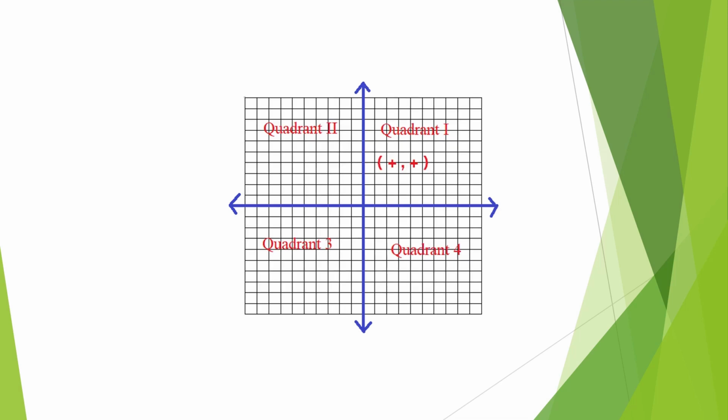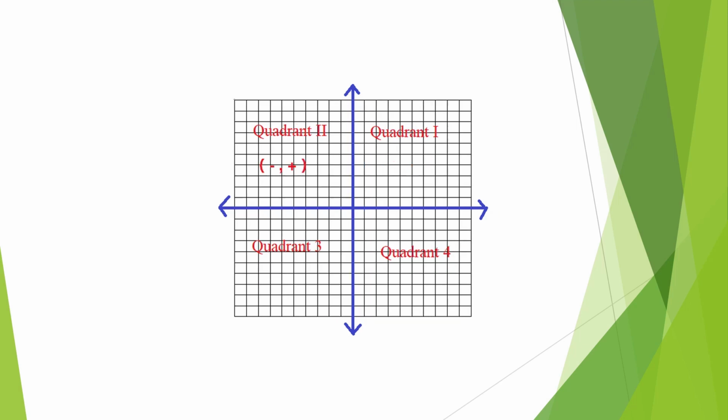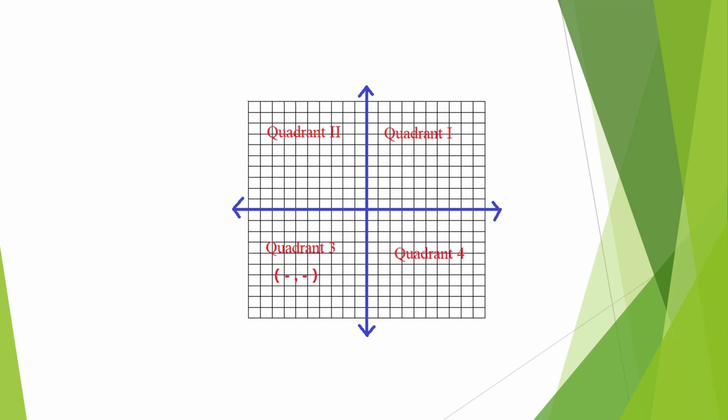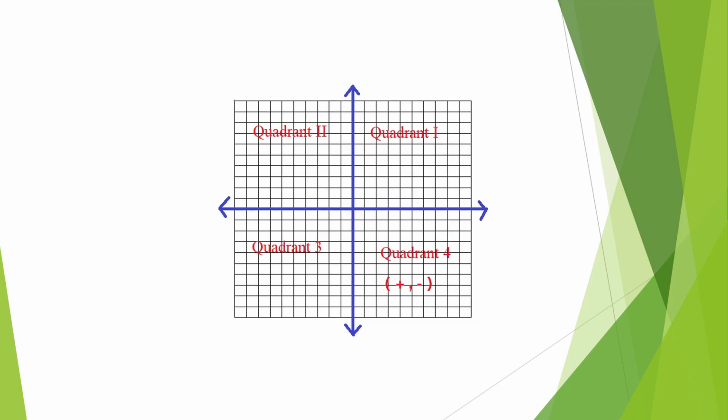Quadrant 1 has a positive abscissa and a positive ordinate. Quadrant 2 has a negative abscissa and a positive ordinate. Quadrant 3 has a negative abscissa and a negative ordinate. Quadrant 4 has a positive abscissa and a negative ordinate.